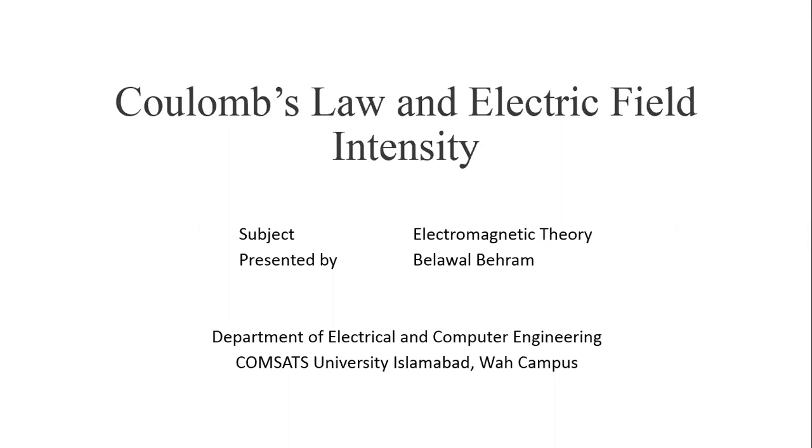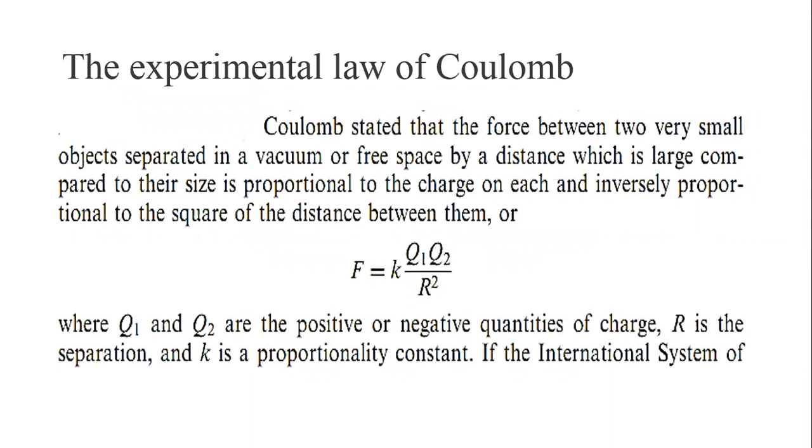We will begin this chapter by describing a quantitative experiment performed in the 17th century, and that is the experimental law of Coulomb. Coulomb's law states that the force between two very small objects separated in vacuum or free space by a distance which is large compared to their size is proportional to the charge on each and inversely proportional to the square of the distance between them.